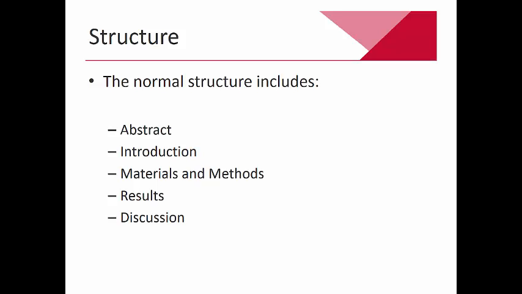So leaving the abstract aside for a second, roughly you've got the introduction that's saying what you were going to do and why you were going to do it. The materials and methods is how you were going to do it. The results are what you found out, and the discussion is why that's important.